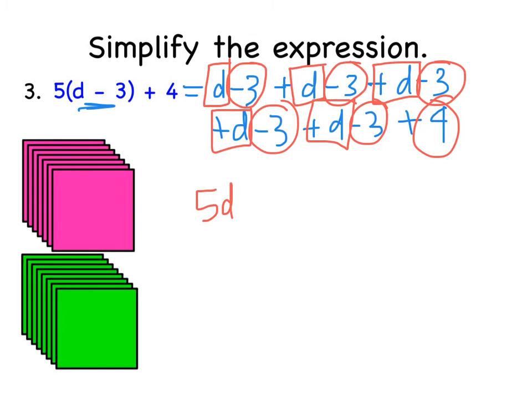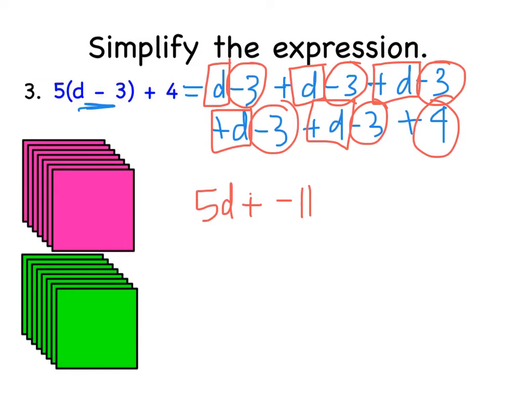So -3 minus 3 is -6. Minus 3 more is -9. Minus 3 more is -12. Minus 3 more is -15. Plus 4 would be -11. So 5d plus -11 would be my final answer.